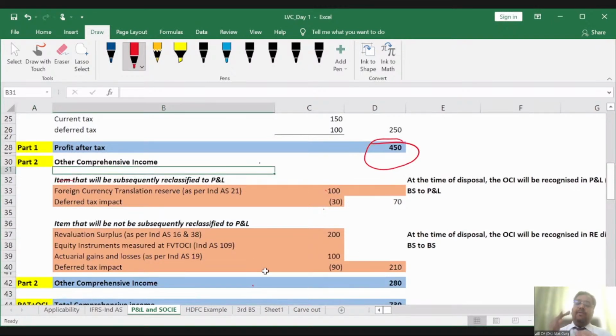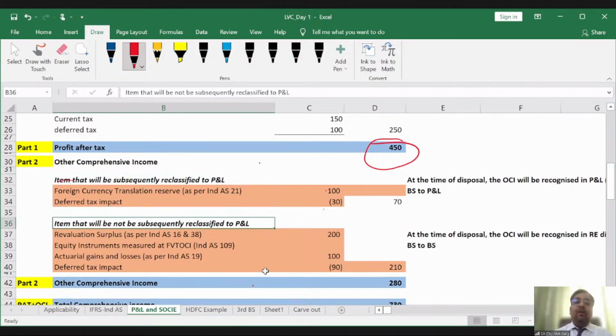Sir, in other comprehensive income, there are two categories: items that will be subsequently reclassified to P&L, and items that will not be subsequently reclassified to P&L. Sir, what are those items? What is meant by these headings? So friends, in Indian accounting standard and before that in IFRS, since it is kind of a reserve item, right? They have classified this reserve into two categories. One, the item which will be subsequently reclassified to P&L, and the item which will not be subsequently reclassified to P&L. So subsequently means what? Subsequently means at the time of disposal.